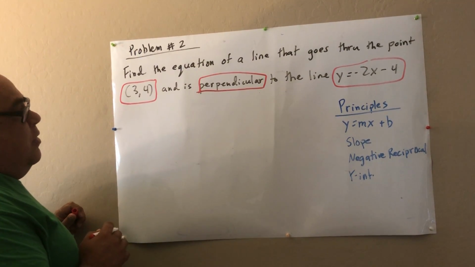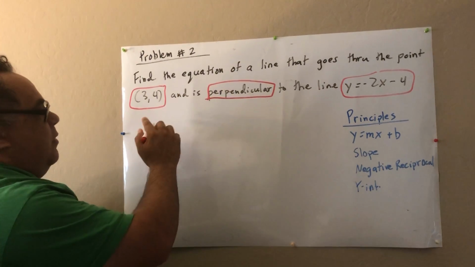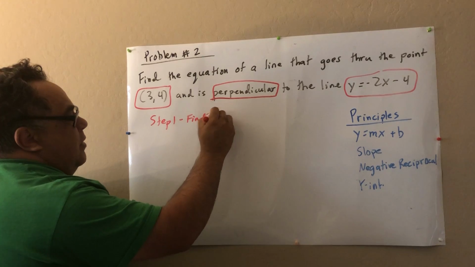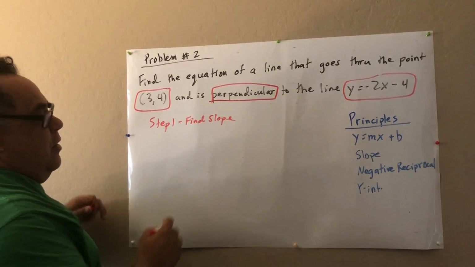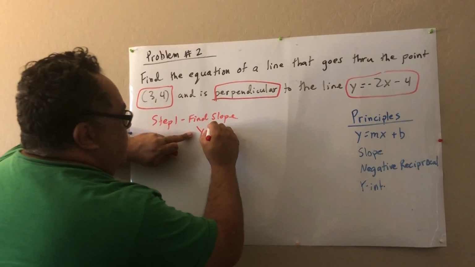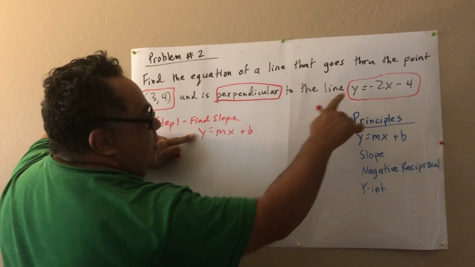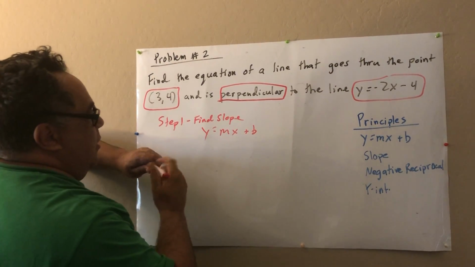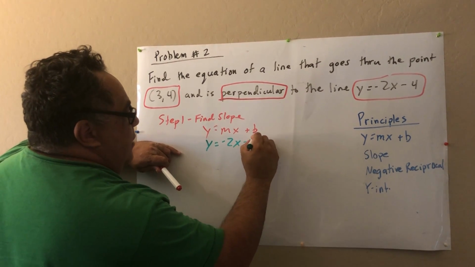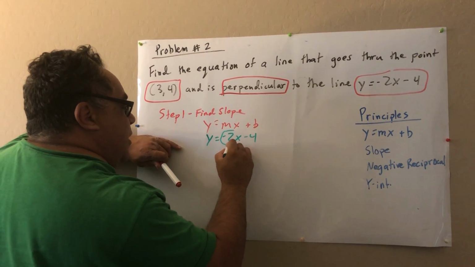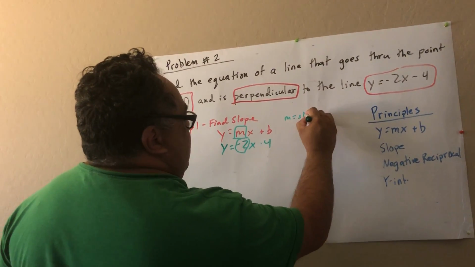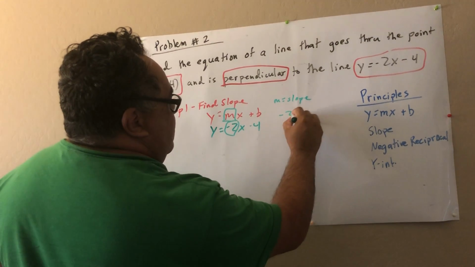In any of these problems, whenever you see find the equation, step 1 is find the slope. Step 1, find the slope, okay? If I'm going to find the slope right here, we're going to use the slope-intercept form, y = mx + b. And I'm just going to put the slope of the other line right underneath here. The other line is y = -2x - 4. Anything in front of the x is m, and m is slope, so the slope of the other line is -2.